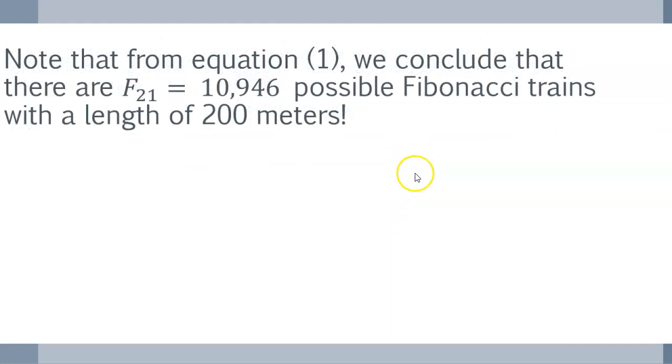And that completes the proof and gives us a formula for the number of Fibonacci trains of any given length. Just as an example, this may surprise you, but suppose we wanted to know the number of Fibonacci trains of length 200 meters. Using that formula, that would be N sub 20. That's equal to F sub 21, which turns out to be 10,946. So that's the number of possible Fibonacci trains of length 200 meters. That's quite a few. These numbers go fast. But anyway, that's what we proved.